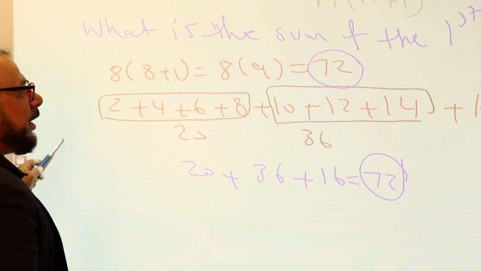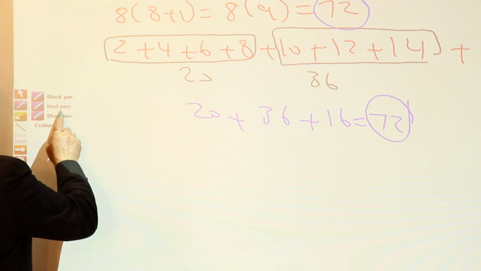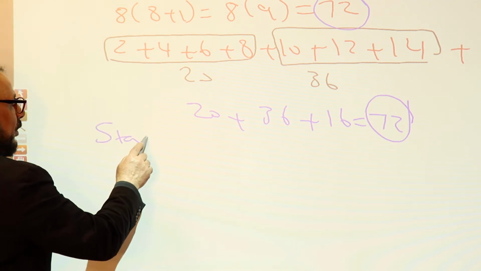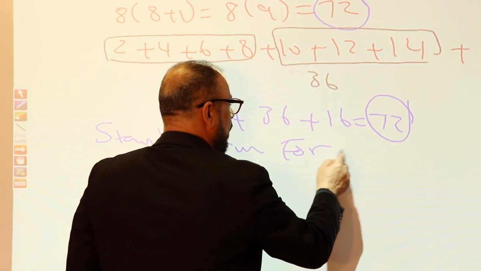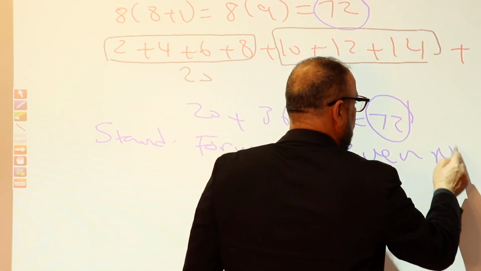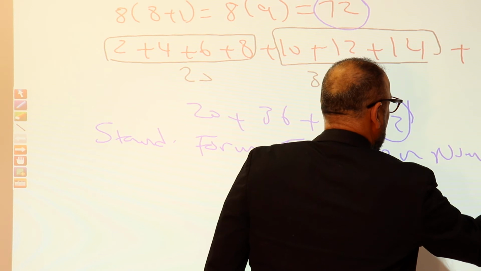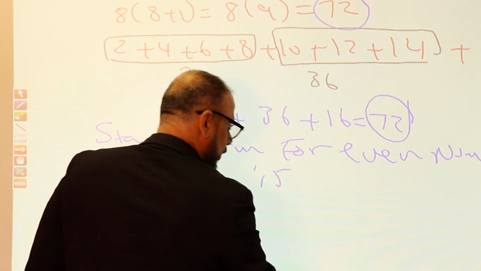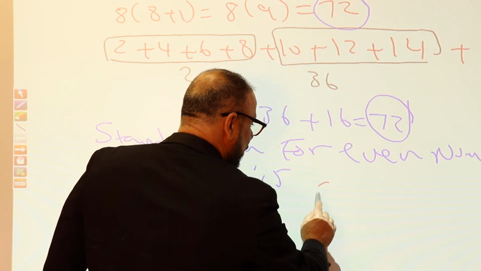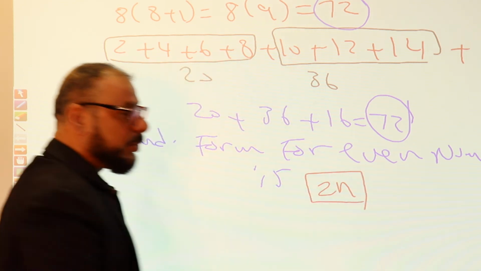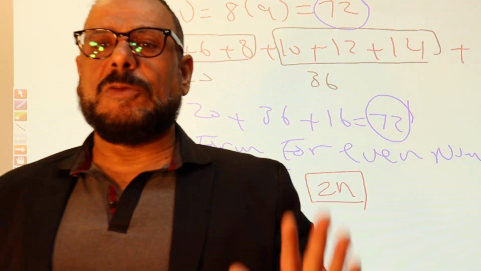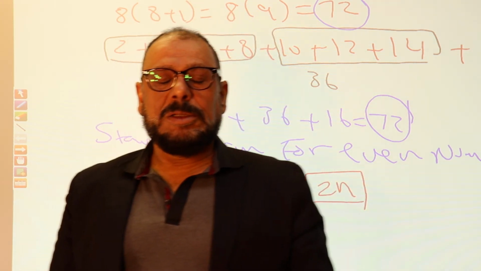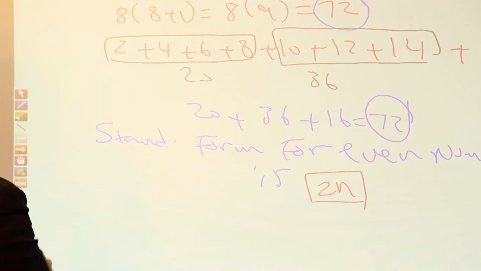Let us improve it. Now, the standard form for even numbers is 2n. Then now you know the standard form for odd numbers is 2n minus 1. The standard form for even numbers is what? 2n. Now apply the rule.